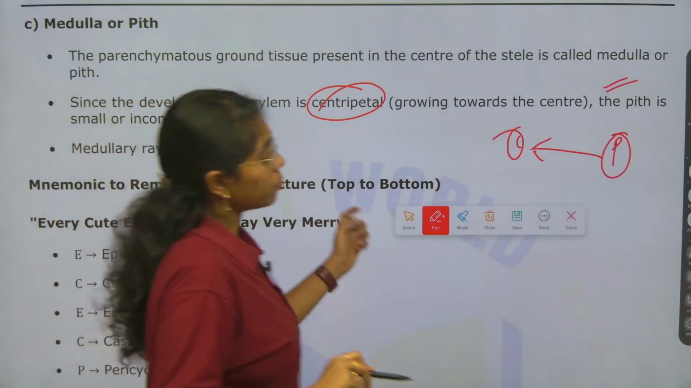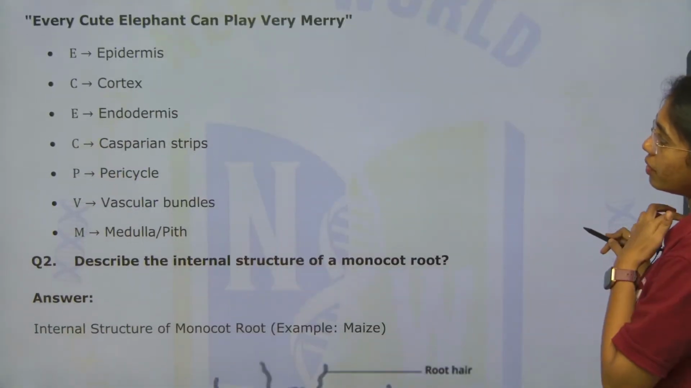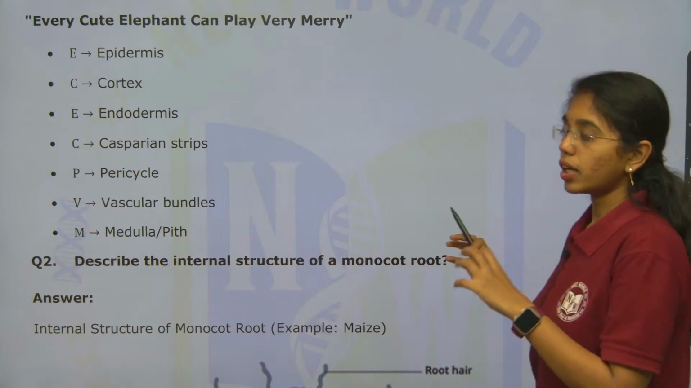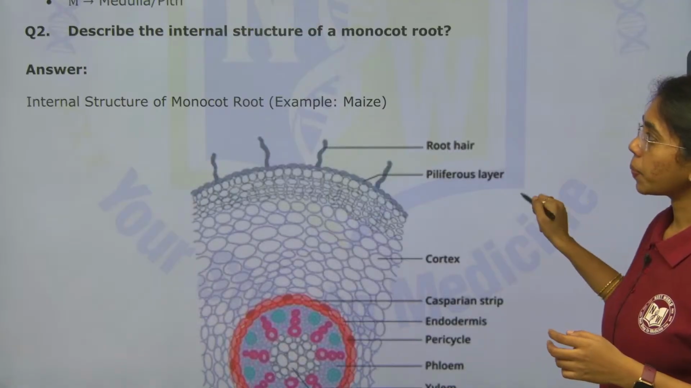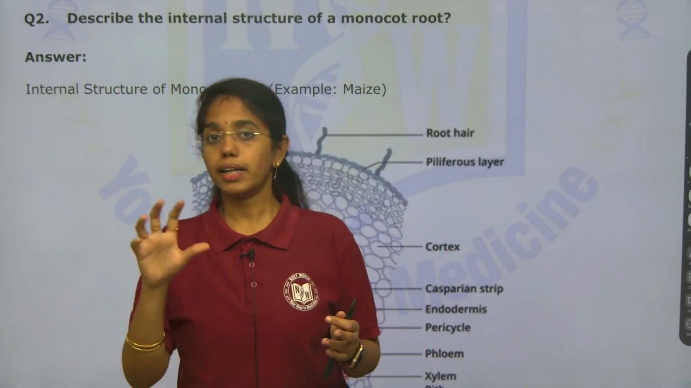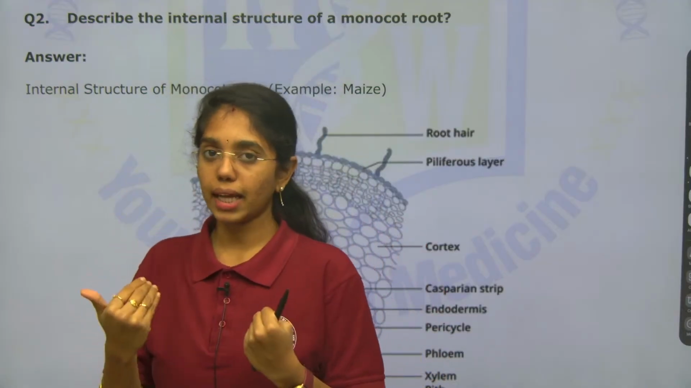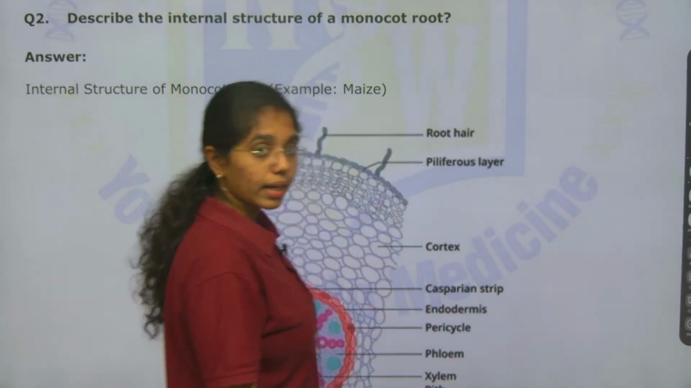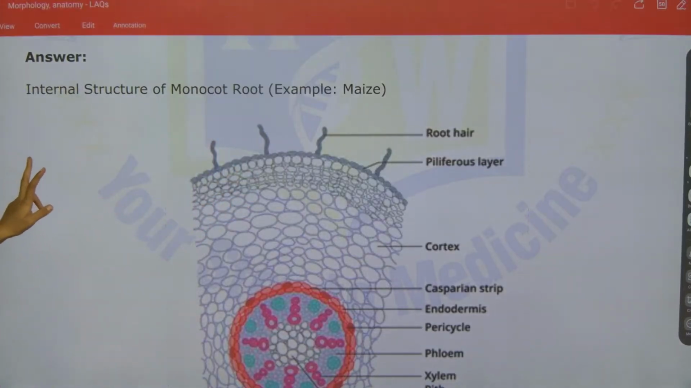Mnemonic to remember from top to bottom: Every cute elephant can play very merry. Here actually a mnemonic is not at all required. Look into the first question, wherein dicot root is given. You just draw the diagram and then start describing the answer, that will be easy for you. Just describe the diagram and then elaborate the explanation. As such you can finish it off.